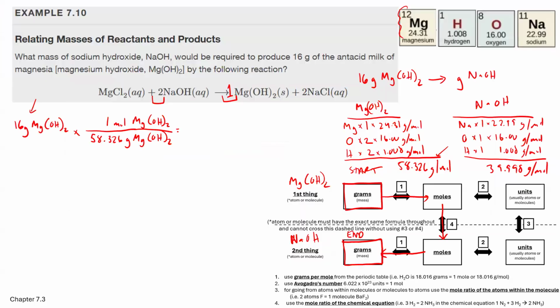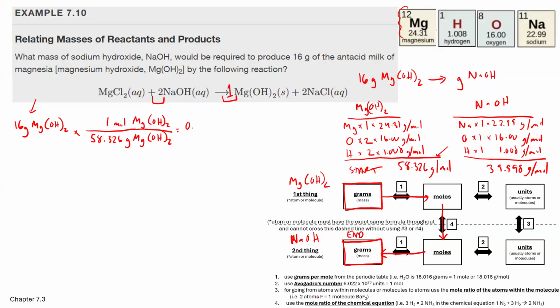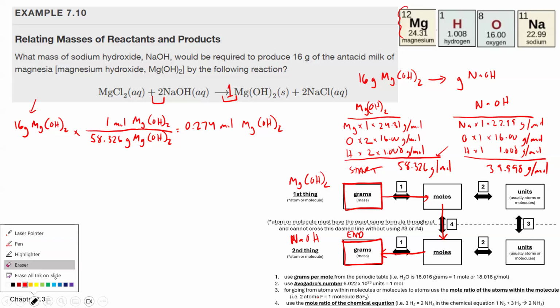0.236. Let me just make sure I did that right. Sorry, 326. Let's go back. 326, right? Just a one number difference might throw you off. All right, I'm going to use a digit past the significant digit. So we used 16. So we're going to use 0.274. You don't want to round too early. And this is moles of magnesium hydroxide.